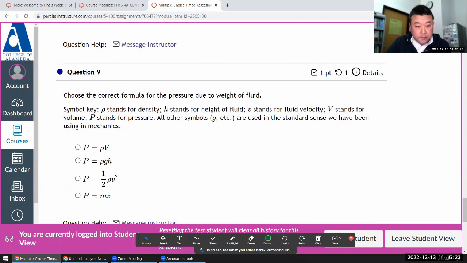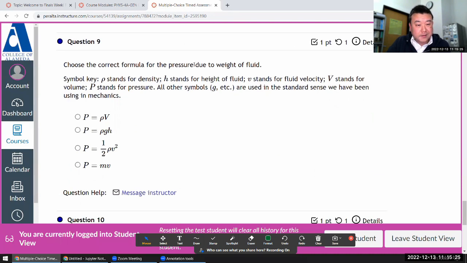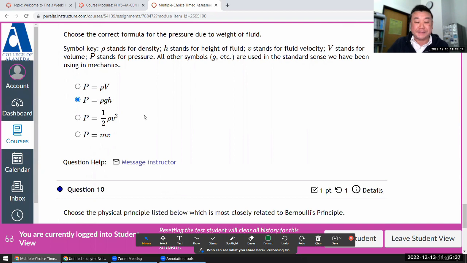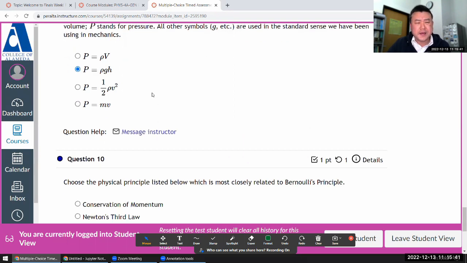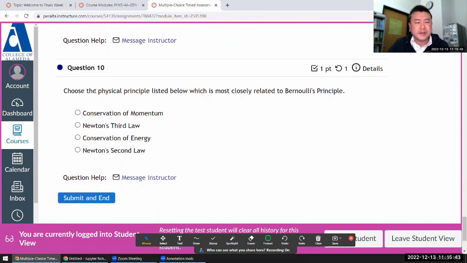Okay, choose the correct formula for the, yeah, this is something you just have to have memorized or know where to look it up in the textbook quickly. It's one of those things that either you have it memorized or know where to look it up quickly. In the lecture, we do go through the derivation, but I'm not expecting you to do that in 1 minute. Choose the physical principle which is most closely, it would be conservation of energy.